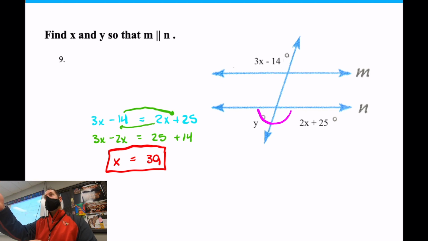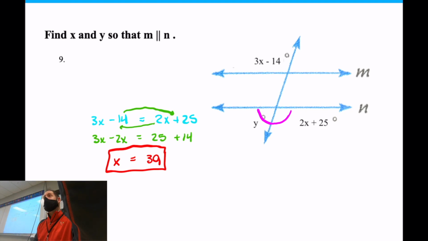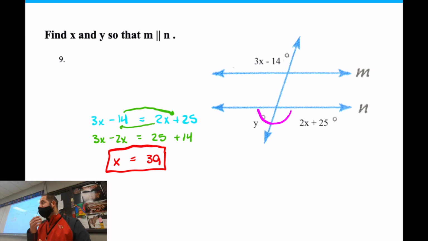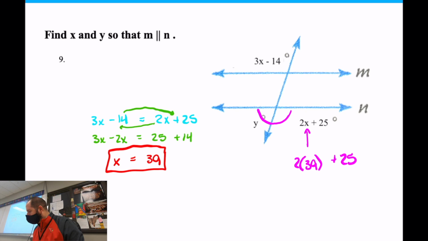But we need to take the 39, like you said, and we need to plug it back in. I'm going to take the x of 39 and plug it back in here. And that will help me. 2 times 39 plus 25. And that will tell me what that angle is. In fact, I need to calculate because I don't actually know what that is. 39 times 2, what is that? 78? So this is 78 plus 25. So 25 plus 78 we're getting 103 degrees. That's this angle right here.